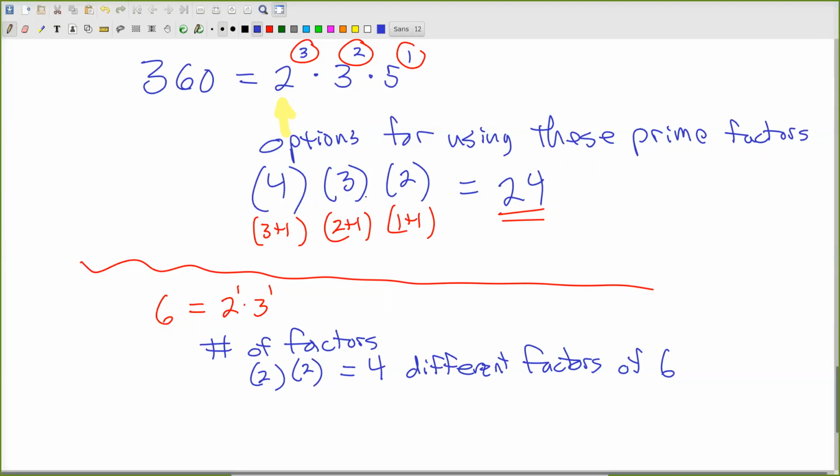Okay, so review of what we did with a slight extension. Let's see, I guess we're now ready to move on to greatest common factor and lowest common multiple.